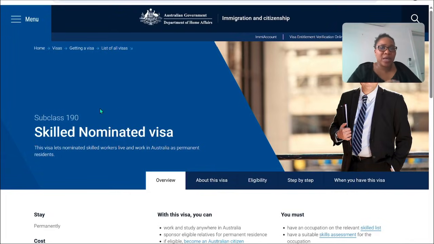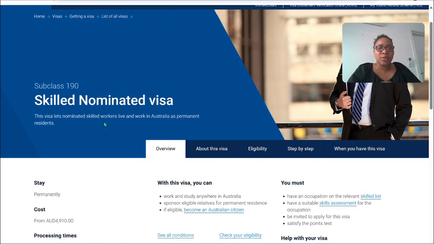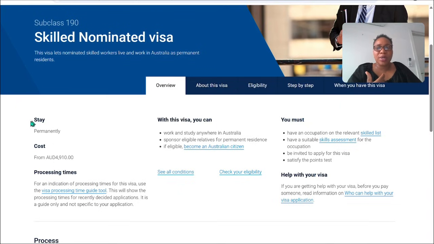So the type of visa we are talking about is called subclass 190 skilled nominated visa. We want to know the type of visa it is. It says here the stay is permanent, meaning this visa is direct permanent residence. So it doesn't matter where you are, whether you're in Africa or in Europe, it means you are coming to Australia as a direct permanent resident. And with this visa, you can actually work and study anywhere in Australia.